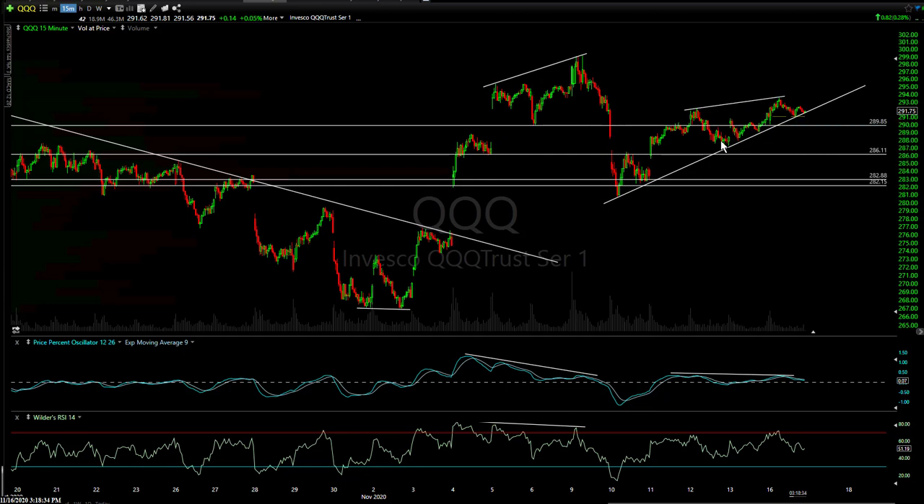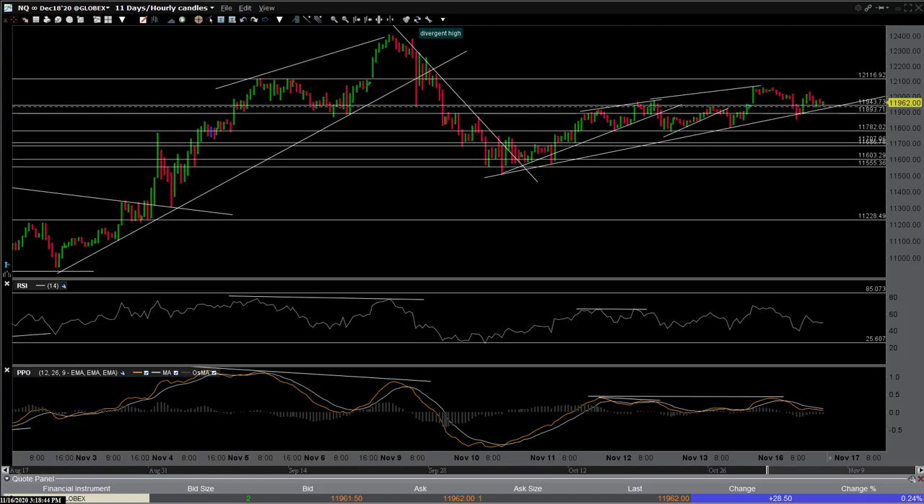Again, 15-minute chart, short-term stuff, levels to watch. As of now, the very near-term trend is up, but that would begin to call it into jeopardy, as would this. We'll look at the futures quickly.